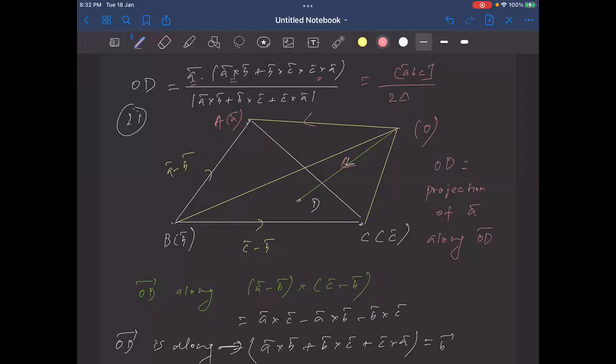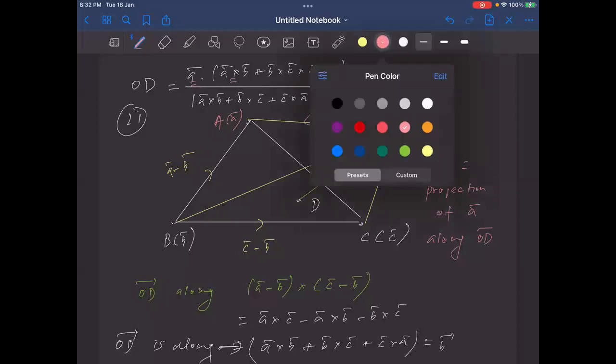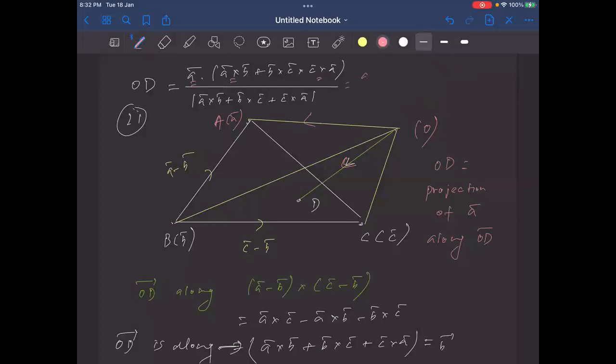Yes, sir. Now multiply OD by the unit vector. What is the unit vector along this? A cross B plus B cross C plus C cross A, whose mod is again 2 delta. This becomes STP of ABC by 2 delta. To get the OD vector, we multiply this by the unit vector. So we got the expression given for the OD vector.